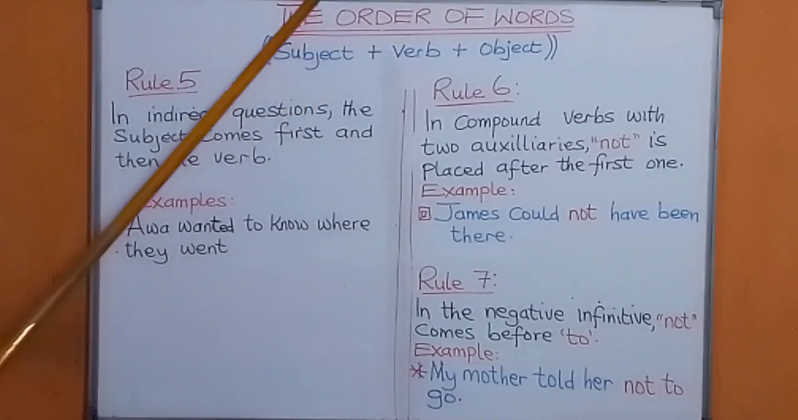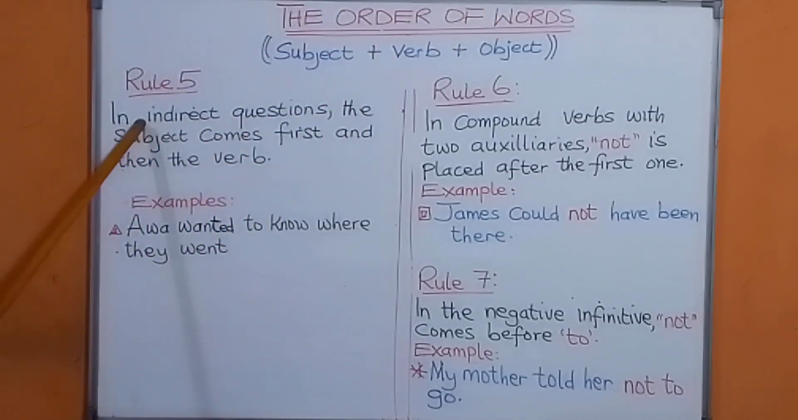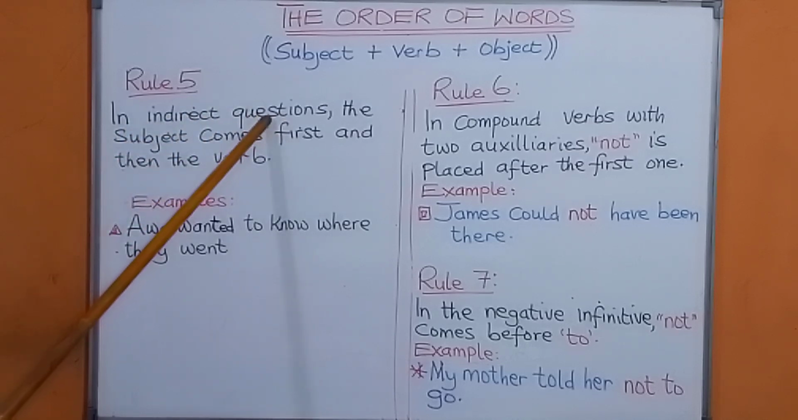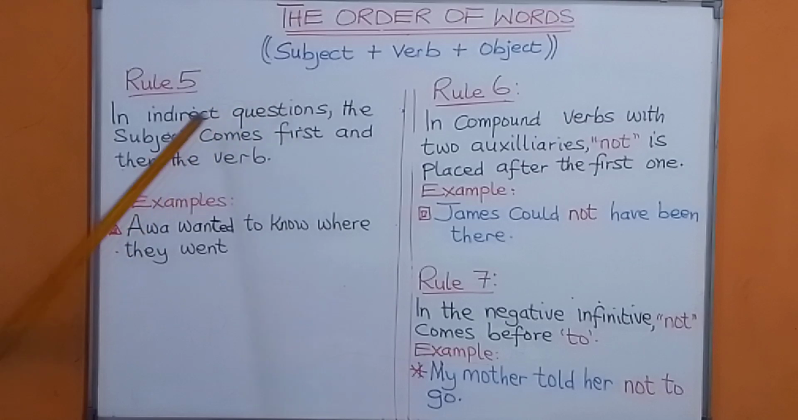So, in the order of words, if you are making indirect questions, the subject comes first and then the verb. Look at that. I wanted, the subject, wanted, the verb. I wanted to know where they went. I asked them what they were eating.